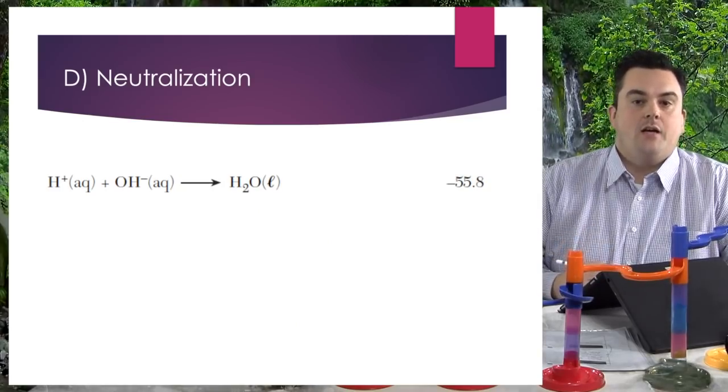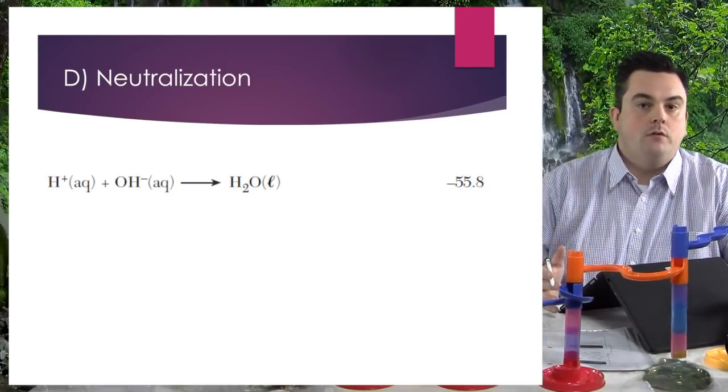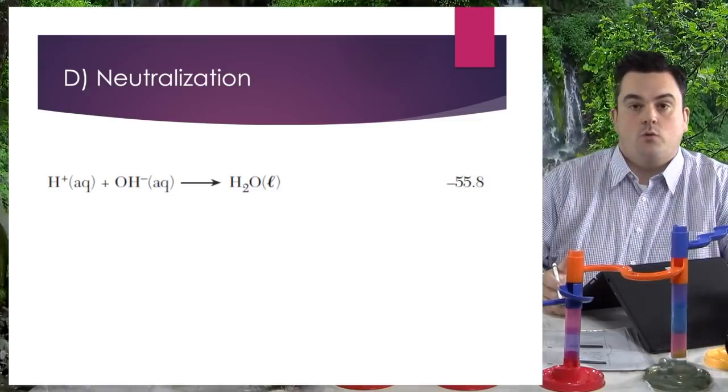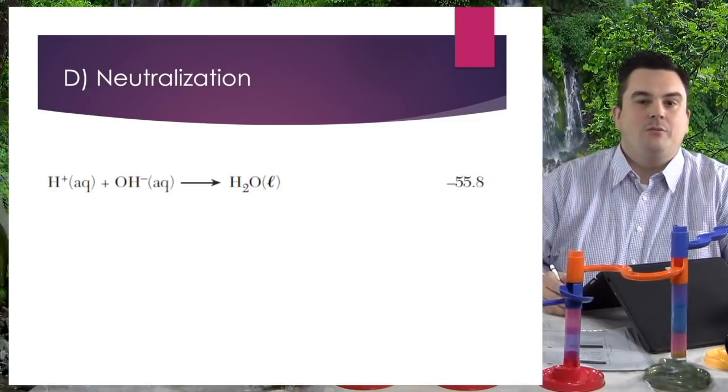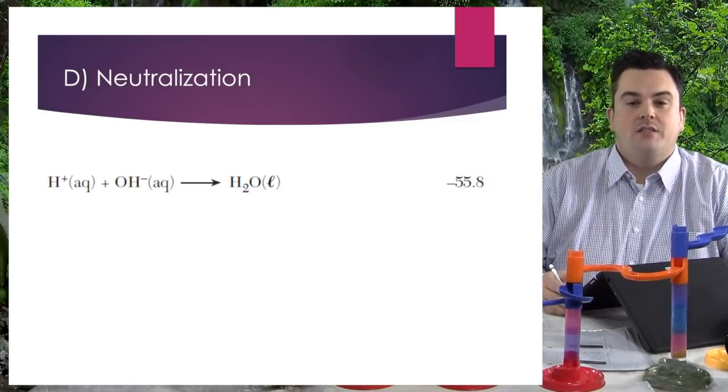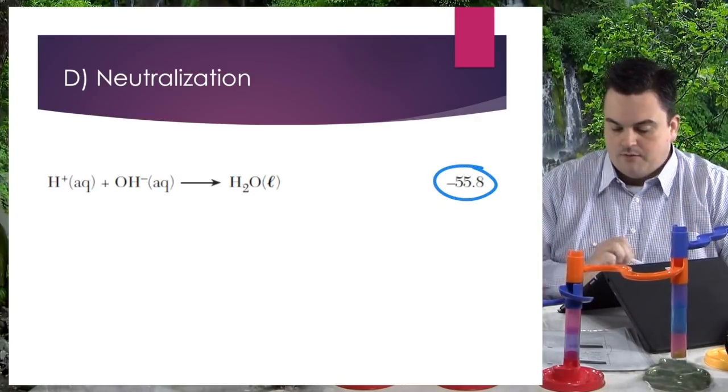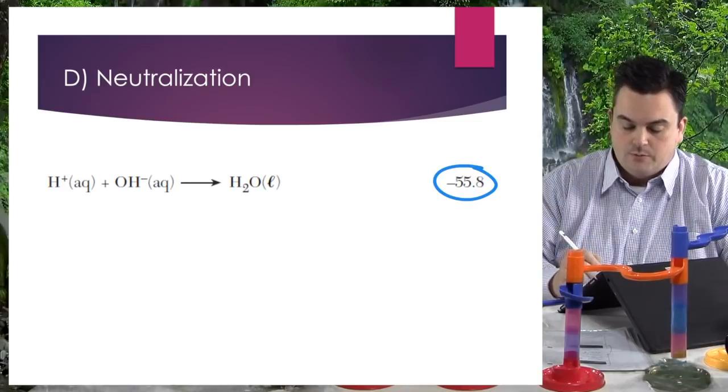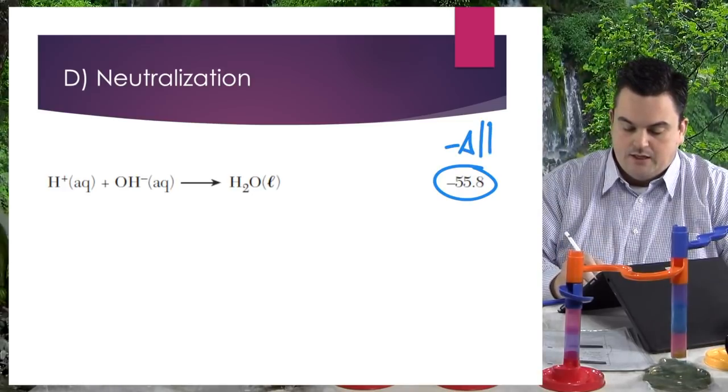Our final reaction type on table I is neutralization. Now this is just a general formula showing the H pluses or the hydronium ions reacting with the OH minus ions, your hydroxide ions, to form water. All right, our delta H value is negative 55.8, so we have a negative delta H value.